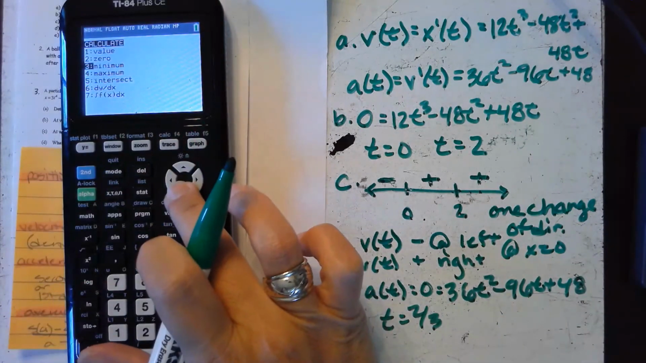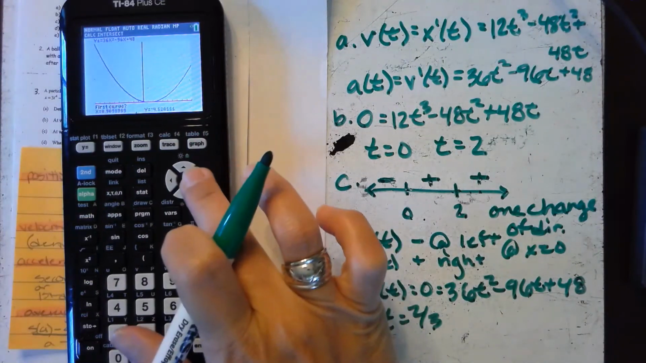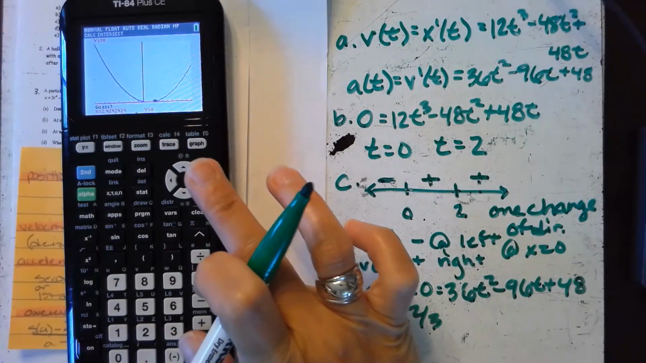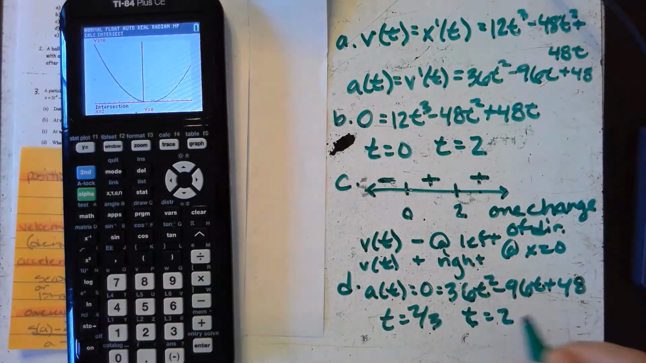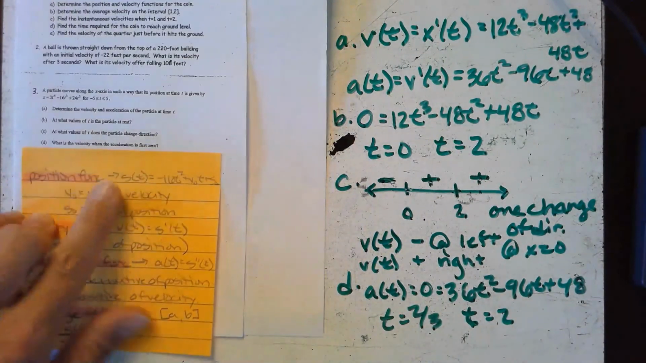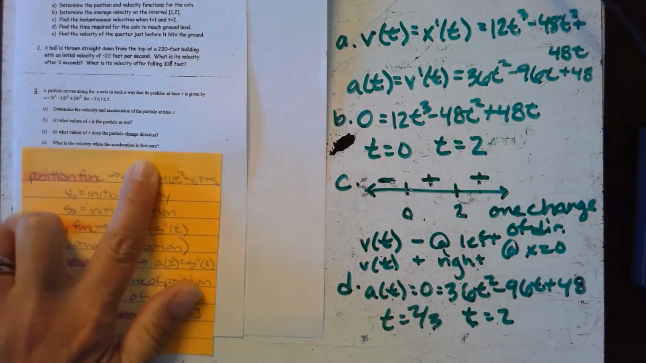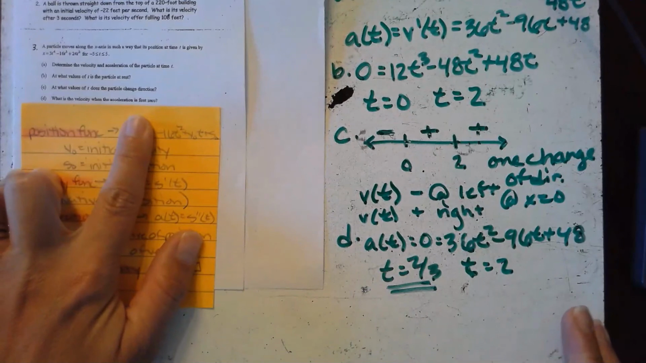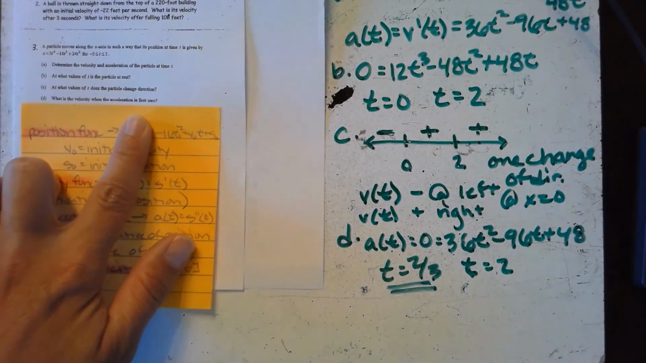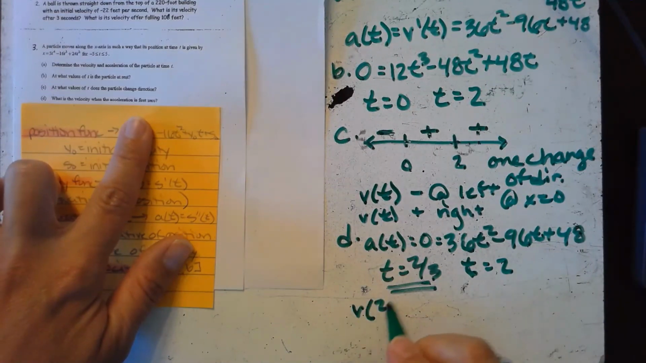Okay, I think there's another one. All right, and it's at t equals 2. Let's go back to the question. What is the velocity when the acceleration is first 0? Well, this is when it's first 0. So I want to find that velocity at 2/3.